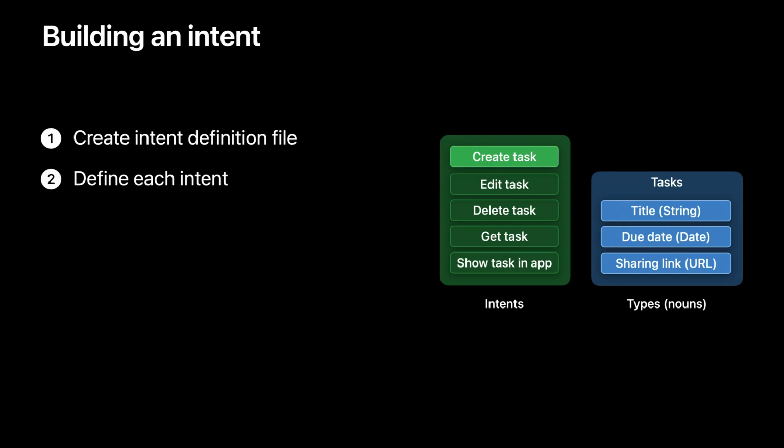Inside the file, I'll need to define each intent that the app implements, as well as other types that are used, like task in this case. This app will have a number of intents, each which reference this task type. So I'll start by defining our task type. To do that, click the plus button in the bottom left and select New Type.